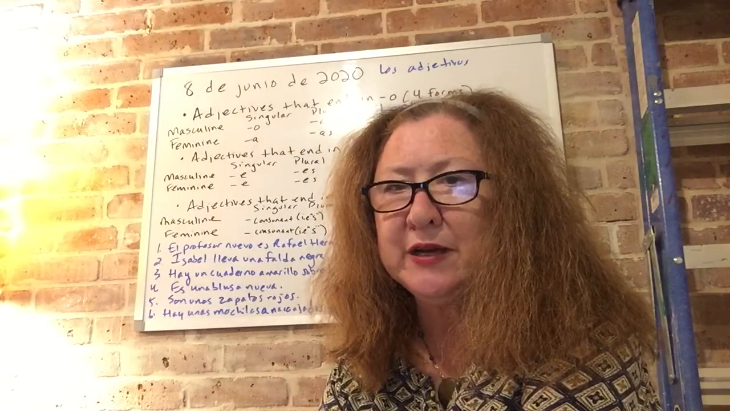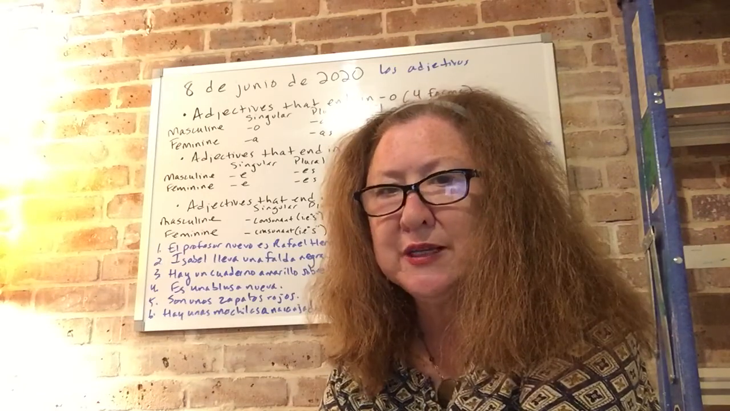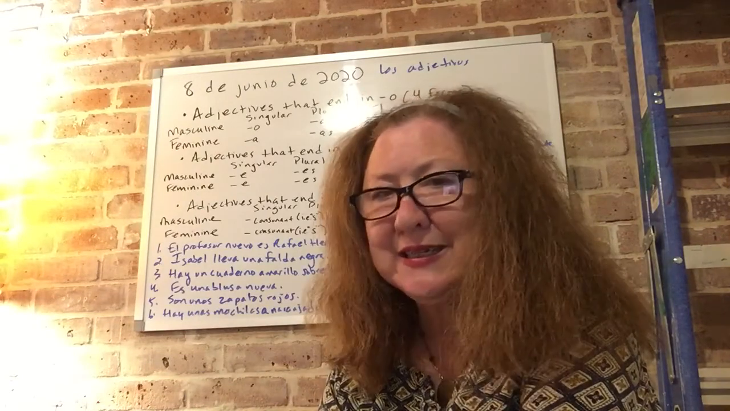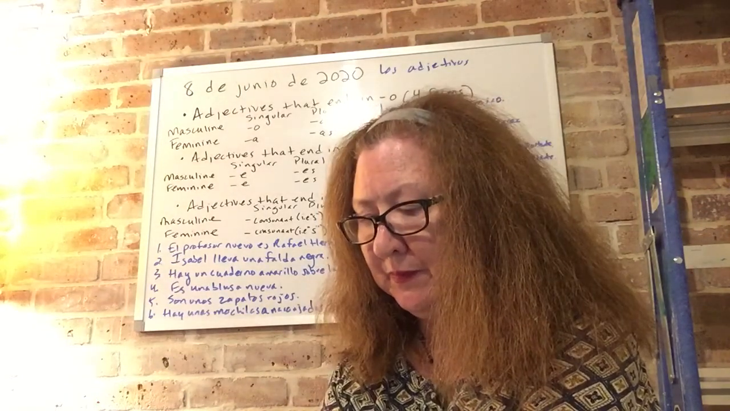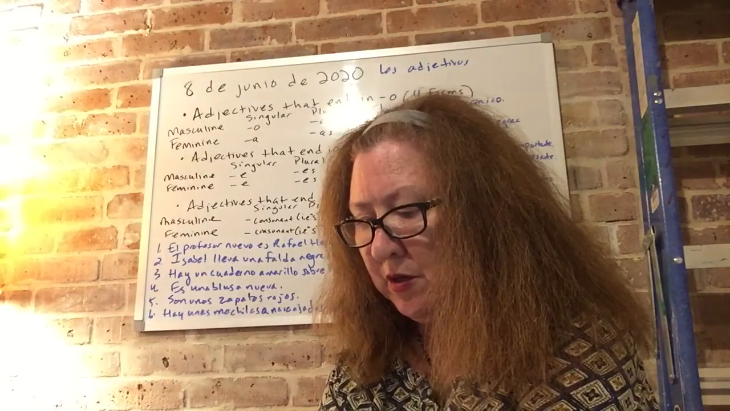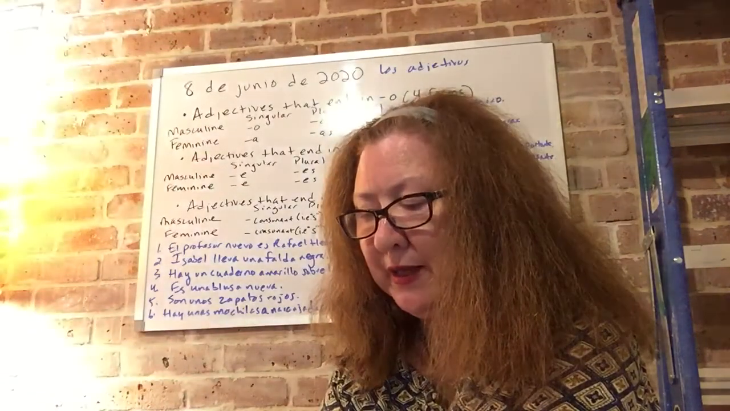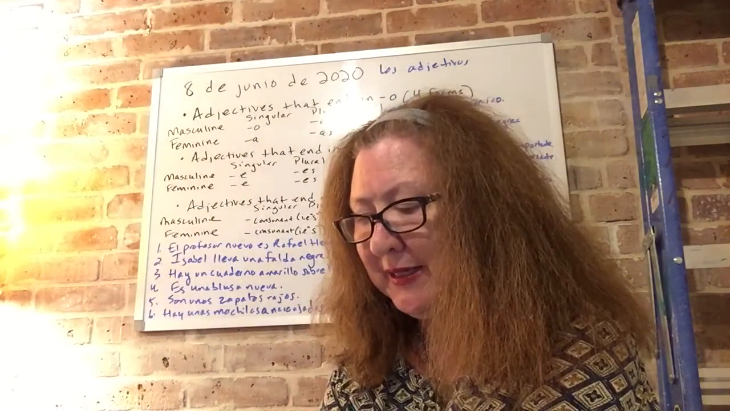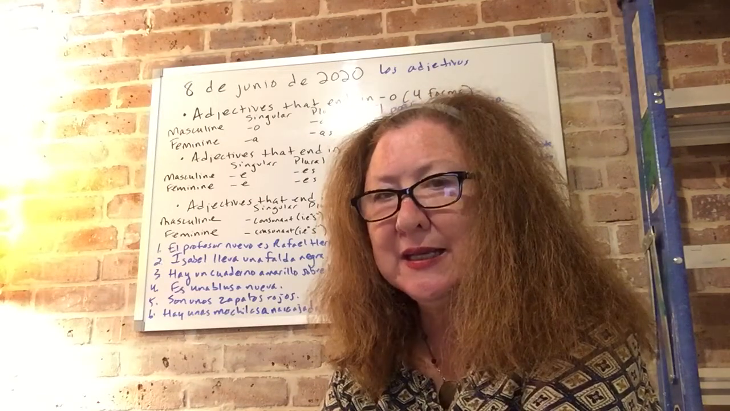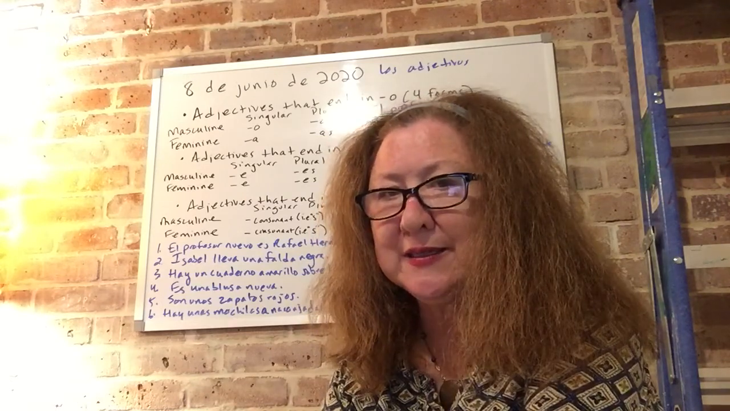And you can pause the video at any time if you need to. Número cuatro, blanco is white, or blanca. Gris, gray. Azul, blue. Rojo, roja, red. Activo, active. Tímido, shy. Inteligente, intelligent. Honesto, honest. So that's like a cognate.